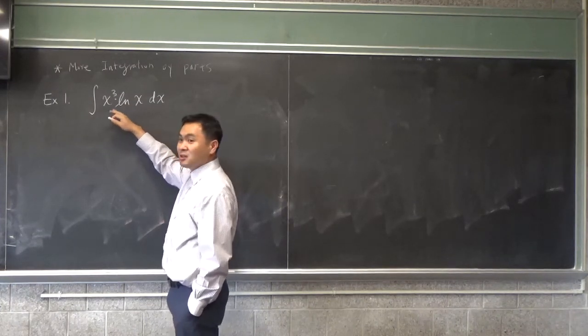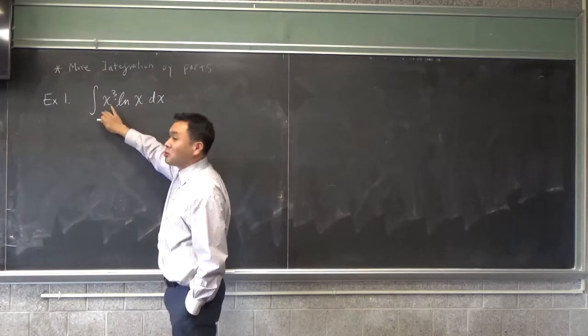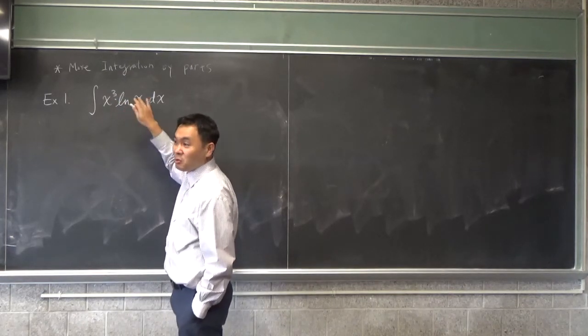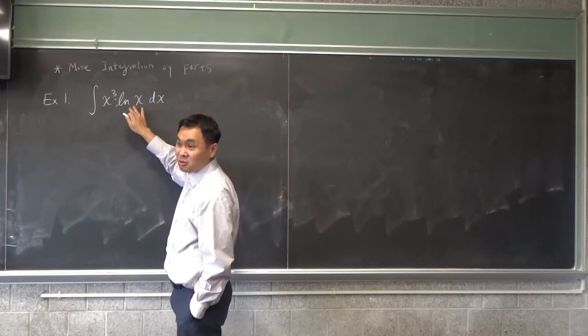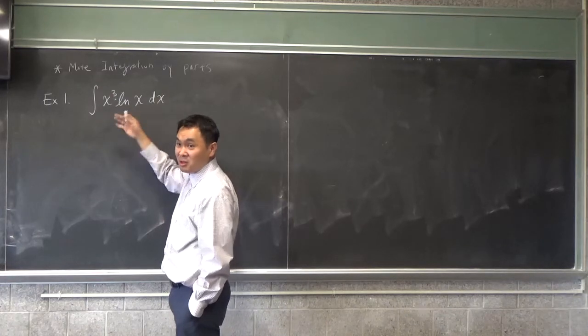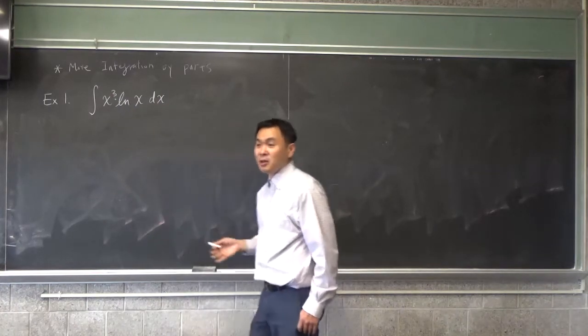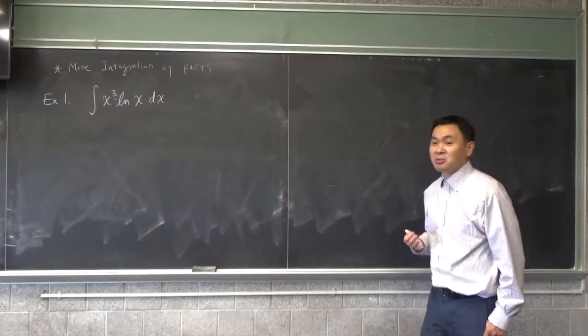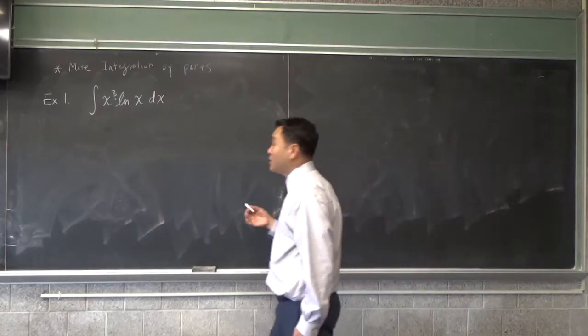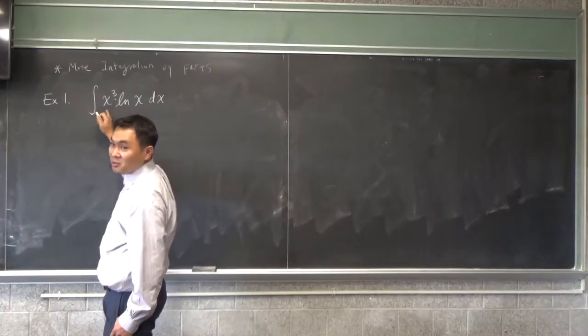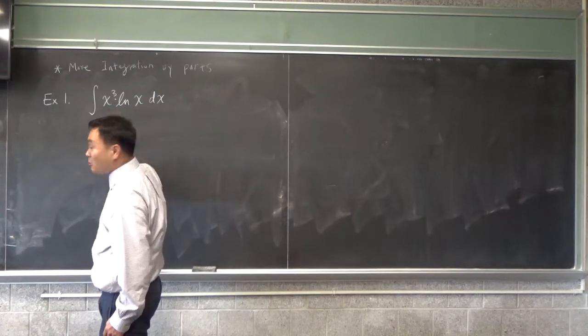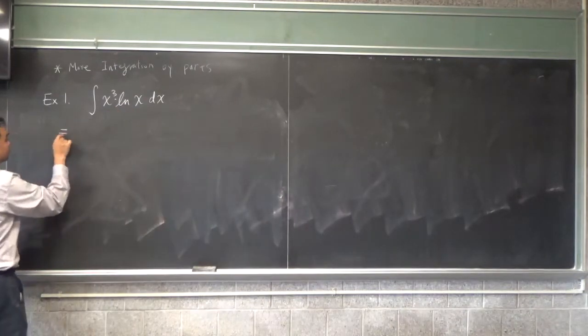So here, usually when we have a polynomial times a transcendental function, we always integrated the transcendental function and differentiate the polynomial. That's how we apply the integration by parts, right? But today it's going to be a little different. We will instead be integrating the polynomial and differentiate the ln of x. Let's see what happens if we do that.